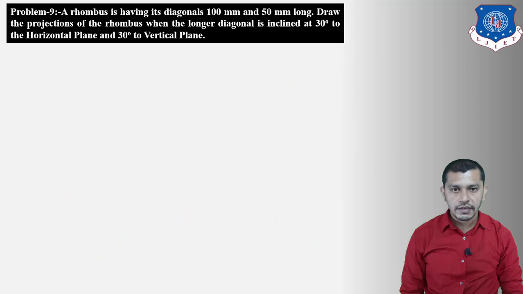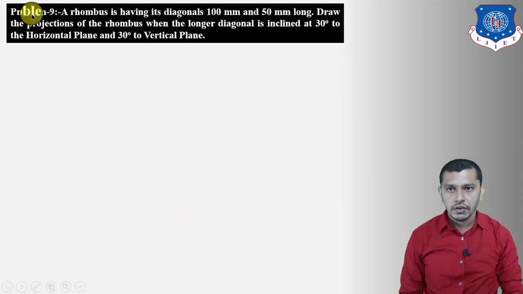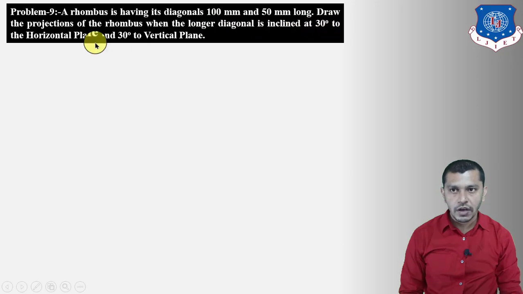Now let's move to the next example. Example number 9. A rhombus is having its diagonals 100 mm and 50 mm long. Draw the projection of the rhombus when the longer diagonal is inclined at 30 degrees to HP and 30 degrees to VP. So here the inclinations of the longer diagonal with HP and VP are both given. So the example or the problem we are going to solve in 3 stages.